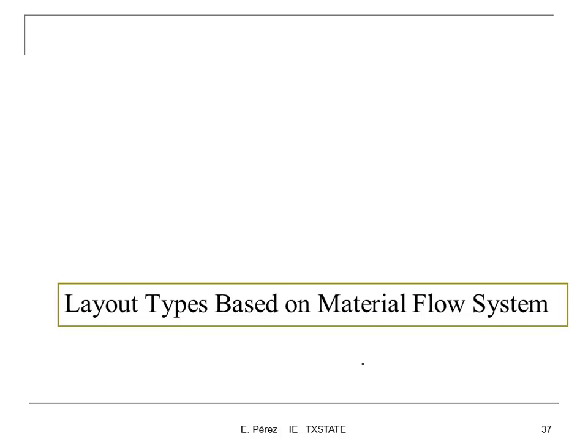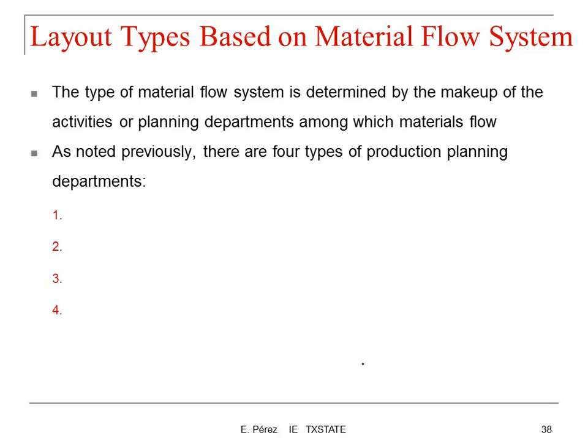So I think this is the last topic in this first part of the lecture. These are layout types based on material flow system. The type of material flow system is determined by the makeup of the activities or planning departments among which materials flow. As we discussed previously, there are four types of production planning departments.